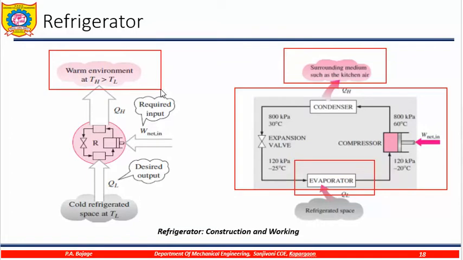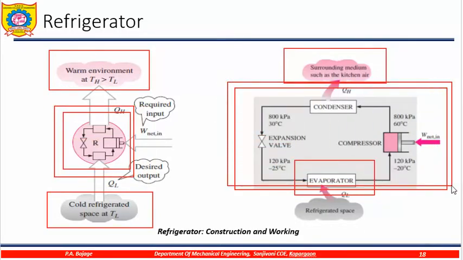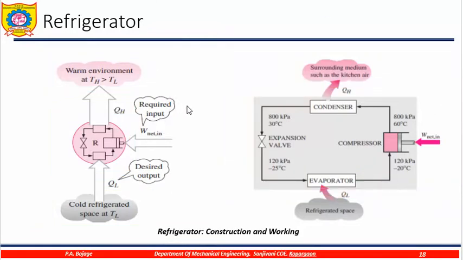So, this is the warm environment, that is TH, which is greater than TL. This is the cold refrigerated space. This is the cyclic device, having all these components: compressor, condenser, expansion valve and evaporator. And here the input is the work input. Work is given, and that work input is the electrical work input.